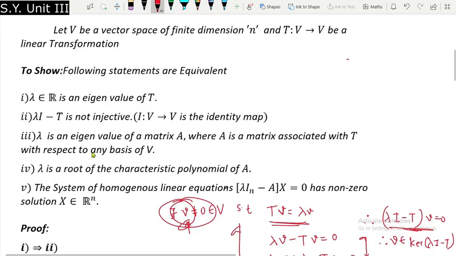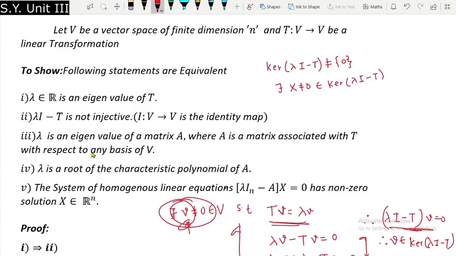We are going to follow the same path as the previous part. Since it is not injective, I can say that the kernel of this lambda I minus T will not be equal to singleton 0, since the result was if and only if, obviously, and this will imply that there will exist some x not equal to 0 belonging to the kernel of lambda I minus T, and this will imply that (lambda I minus T)(x) is equal to 0, and this will imply that lambda I x minus Tx is equal to 0, and this will imply that Tx is equal to lambda x.